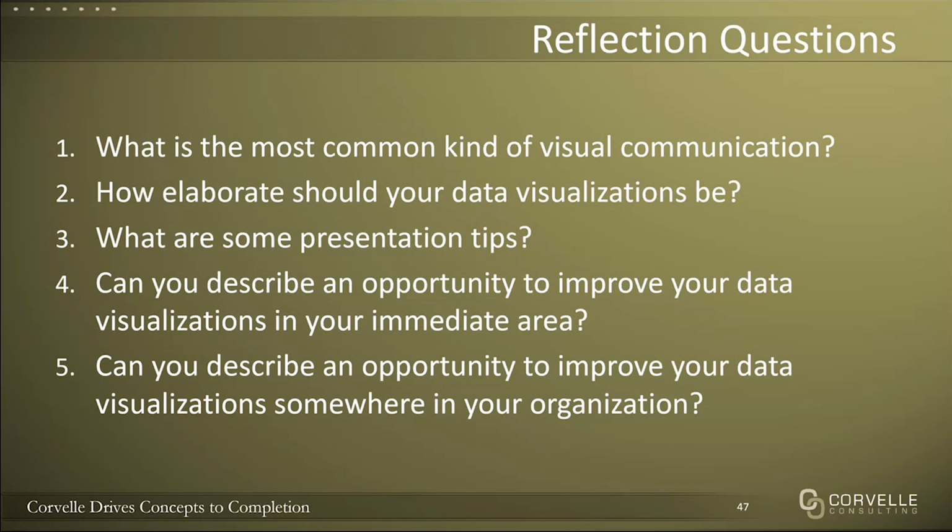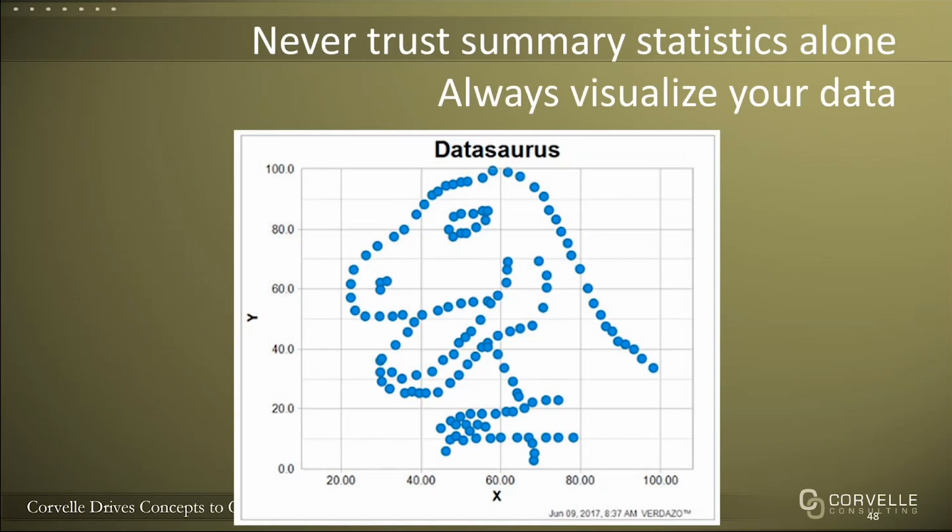Can you describe an opportunity to improve visualization in your immediate area? So think about reducing the number of reports and tables, or at least add some graphs to those reports. Introduce more visual comparators between periods. And can you describe an opportunity to improve your data visualization? There's always activity and variances that are good examples of that. Never trust summary statistics. This is called the datasaurus. This is actually a real data set and should remind us how easy it is to mislead people with the data that we have.